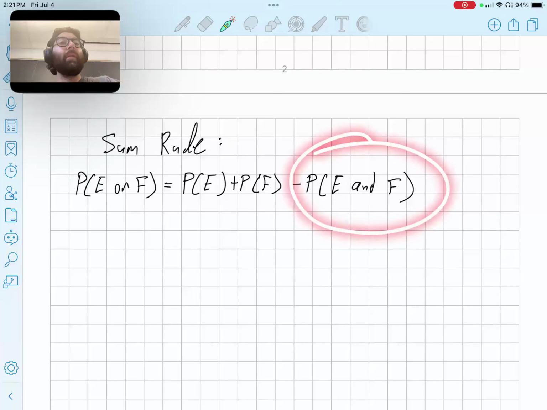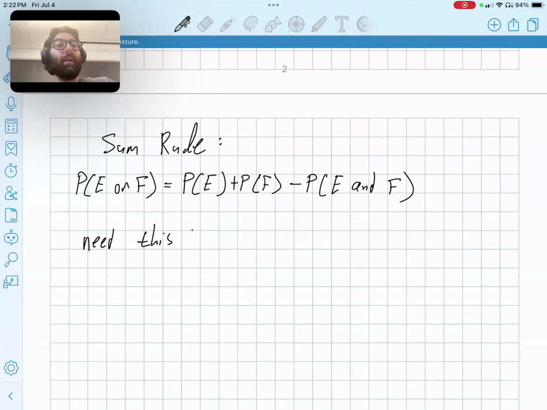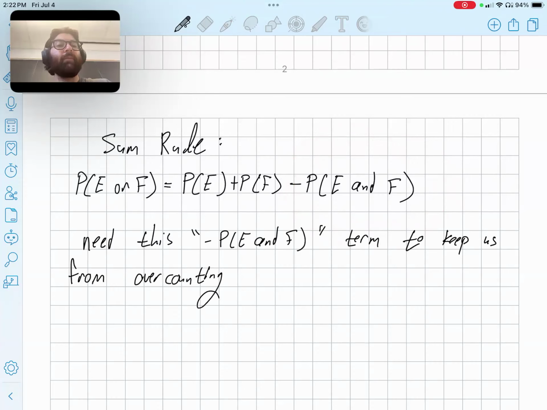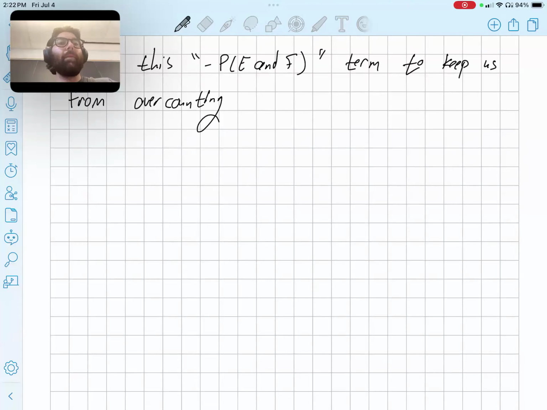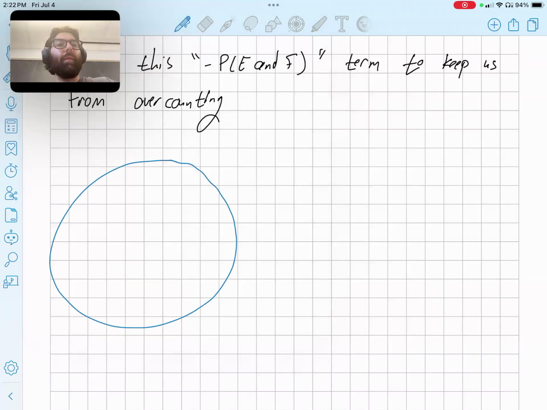And so we need this minus P of E and F term to keep us from overcounting. And the idea is like this. If you've ever seen a Venn diagram, we can sort of visualize it like that. So let me switch to, say, blue. So maybe this is one event, this is E. And then for F, maybe we've got this here. This is F.